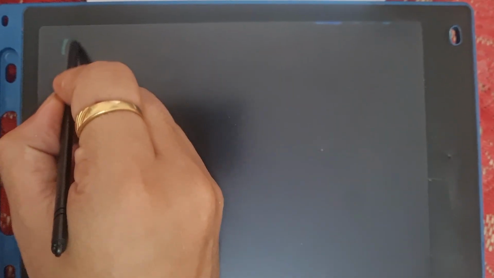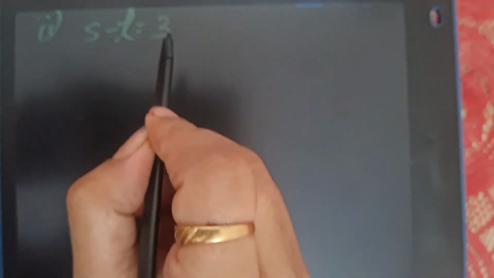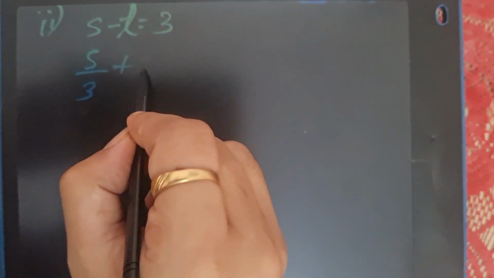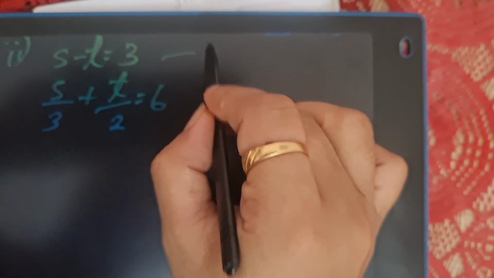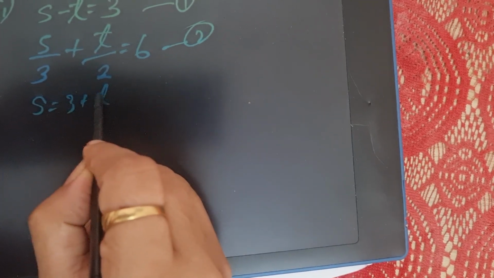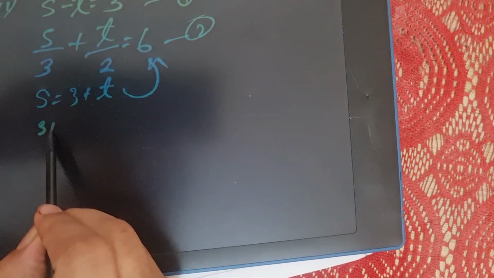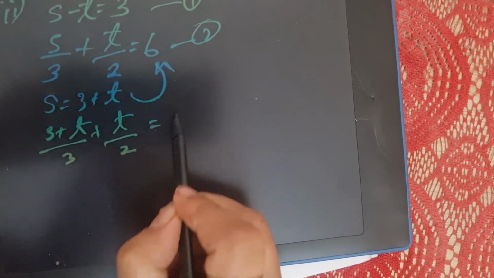Now in the second equation, s minus t is equal to 3 and s divided by 3 plus t divided by 2 is equal to 6. So let's name the equations 1 and 2. So in equation 1, s is equal to 3 plus t. Now putting this value in equation 2, (3 plus t) upon 3 plus t by 2 is equal to 6.